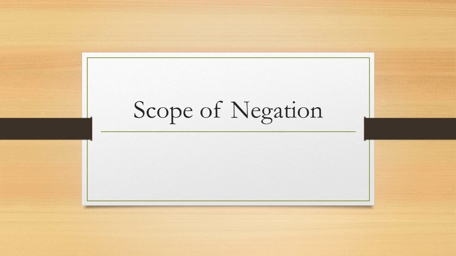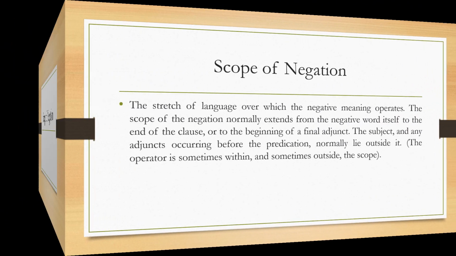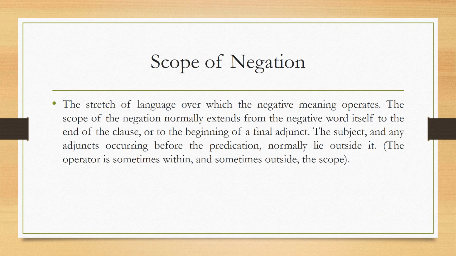Today we are going to talk about a new feature related to the subject of negation in English, and this feature is called the scope of negation. We are going to first define what we mean by the scope of negation. How do we decide where this scope starts and ends, and how does this scope work in the sentence?